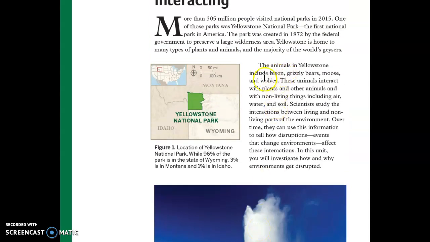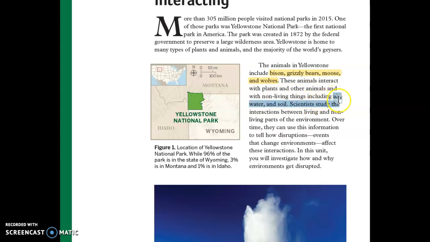The animals in Yellowstone include bison, grizzly bears, moose, and wolves. So we have some animals. These guys live in Yellowstone. Looks like we might look at how they interact. These animals interact, which is part of our guiding question. How do they interact? So they interact with plants and other animals and non-living things, including air.